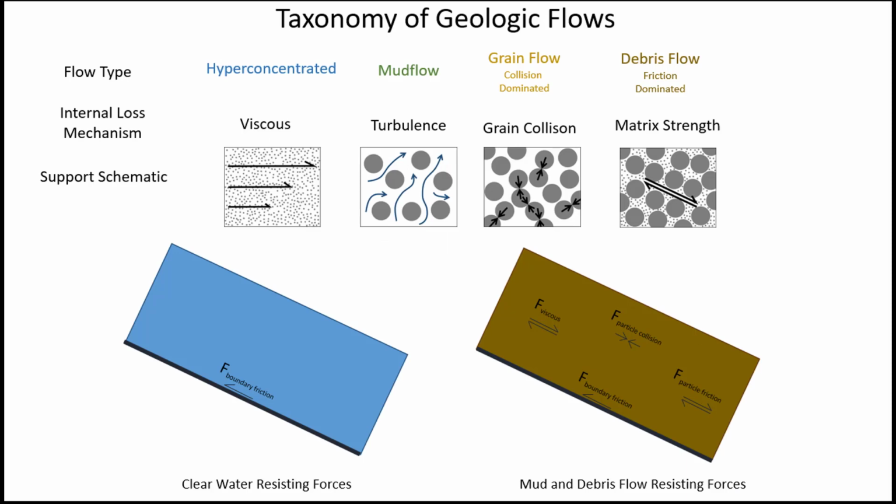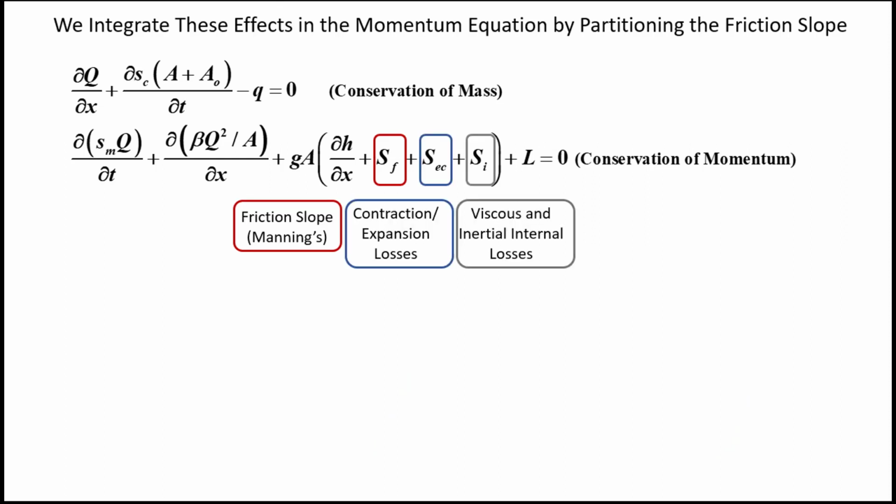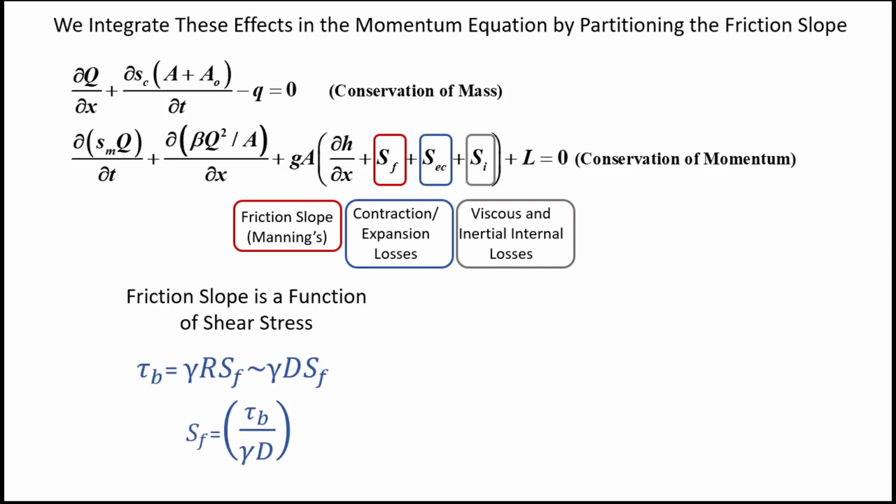Well, how are we going to do that? That does seem like a challenge. Well, it's a challenge that was taken on like 80 years ago. This is really well-established theory, and it comes out of the equation for shear stress. Shear stress is gamma RS, the unit weight of the fluid times the hydraulic radius, or you can just assume the depth for a wide channel, times the friction slope, which means that the friction slope is the bed shear stress over two parameters we definitely know, the unit weight of the fluid and the depth.